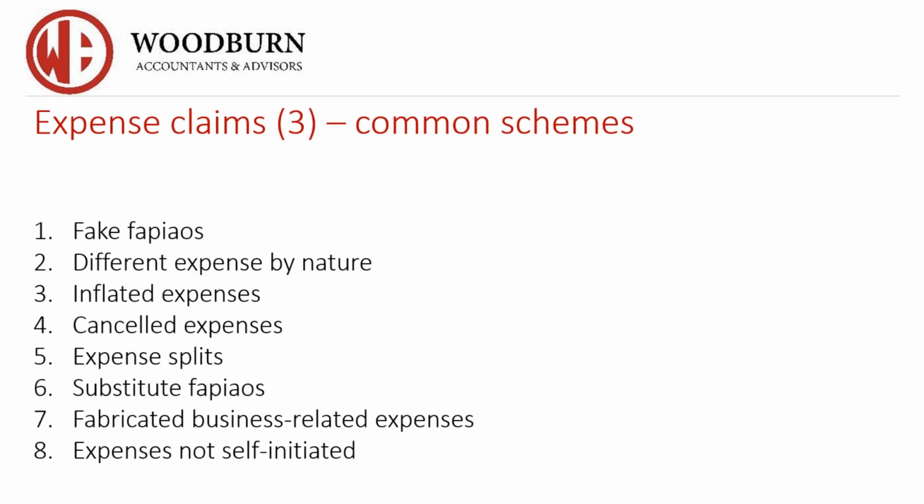Now, common schemes in relation to expense claims are everything from fake FAPIAOs, different expense by nature, inflated expenses, canceled expenses, expense splits, substitute FAPIAOs, fabricated business-related expenses. So for example, saying you went for a company dinner with a client, but you never actually had that dinner, and you're still giving FAPIAOs in, or expenses that have not been actually self-initiated.